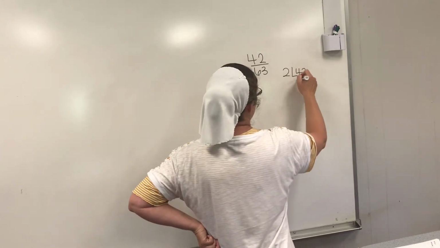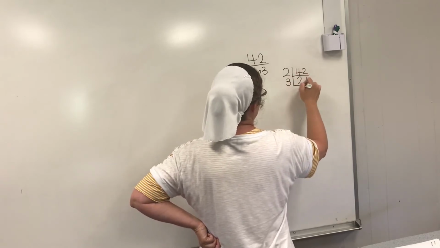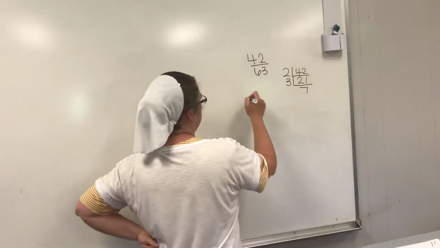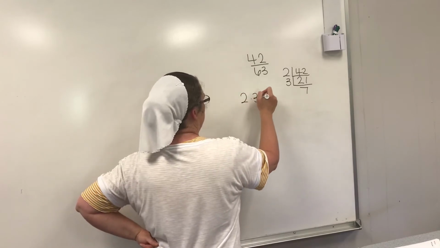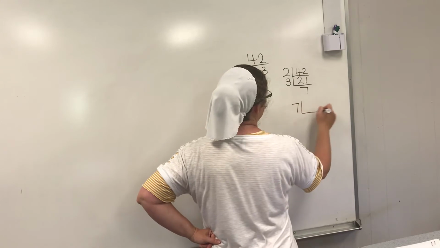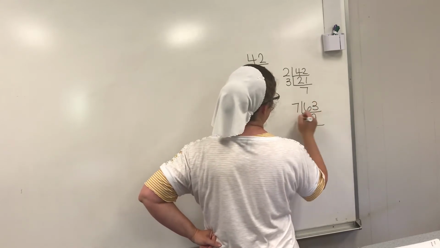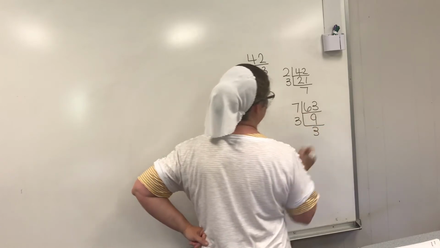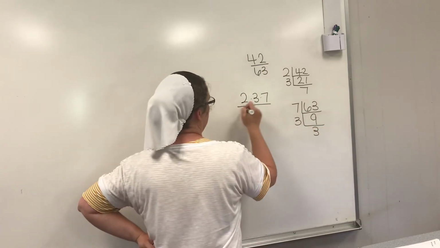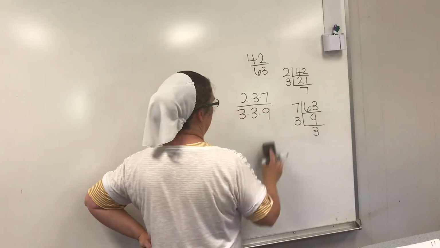2 goes into 42, 21 times. 3 goes into 21, 7 times. So we've got 2, 3, and 7. 7 goes into 63, 9 times. 3 goes into 9, 3 times. So we've got 3 times 3, times 7, not 9.